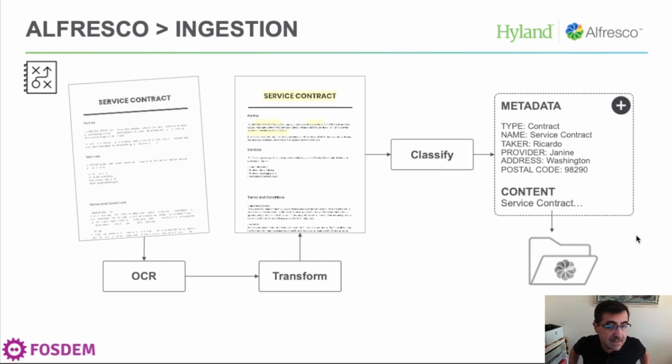So let's move on to the ingestion process. The ingestion process mainly is just getting a document that can be rotated, that can be grainy. We can apply some processes like OCR or transformation in order to get something more clear, in order to get the text of the document and the right quality. So we can classify the document. In this case, we are extracting the metadata, the type of the contract, the name, the taker, provider address, some metadata, and also the content of the document. And with that, we have the document inside the Alfresco repository.